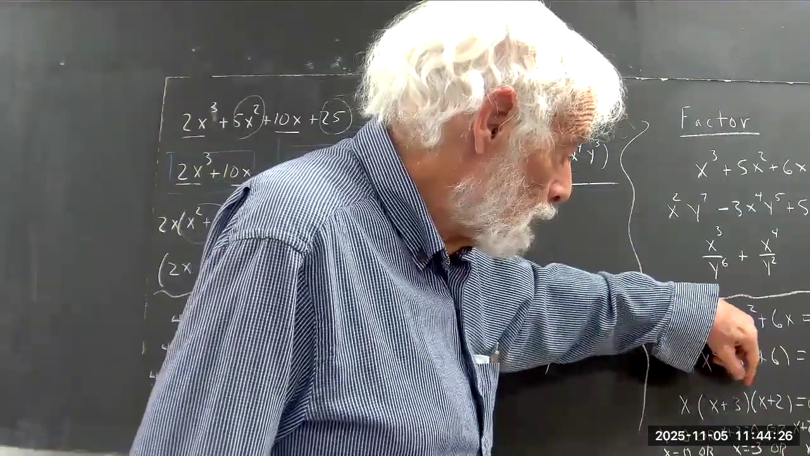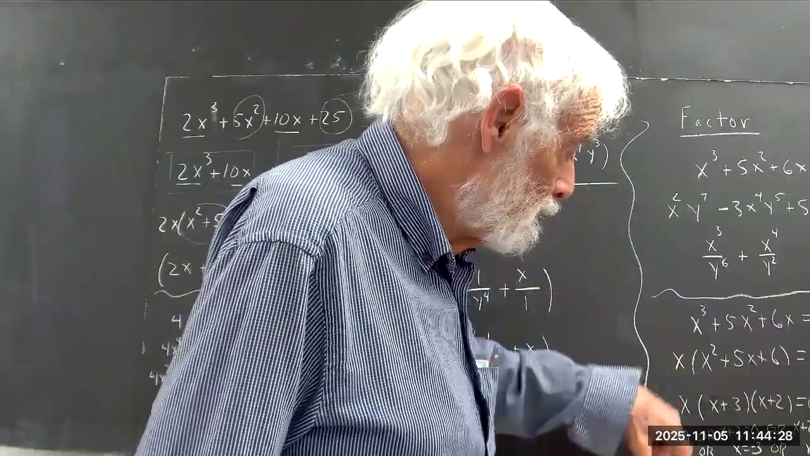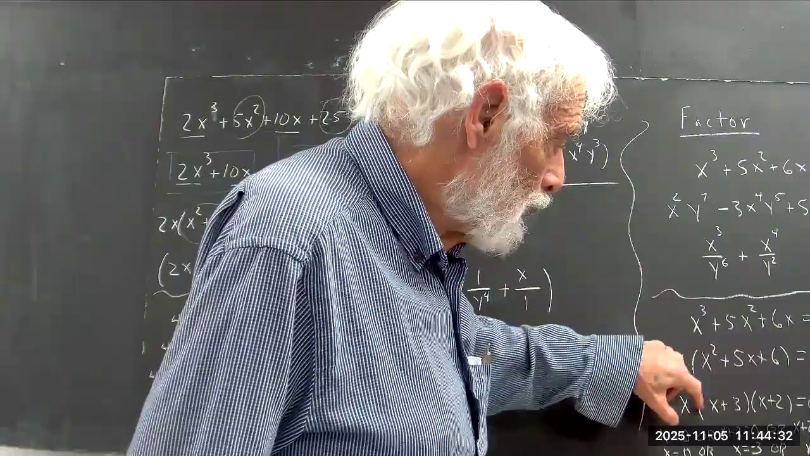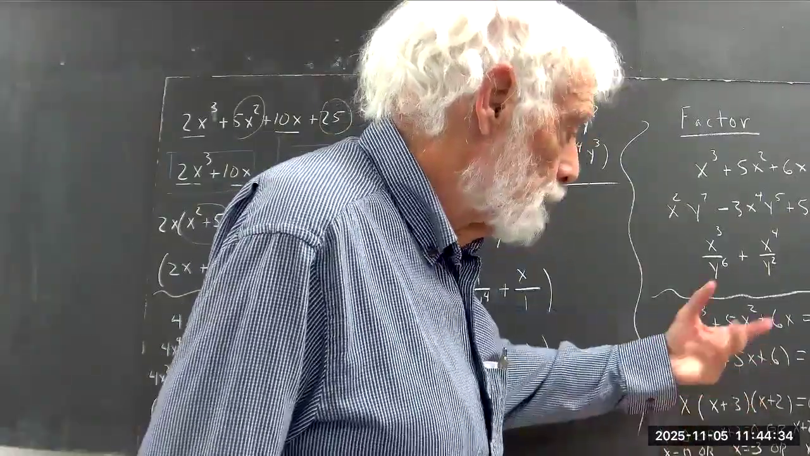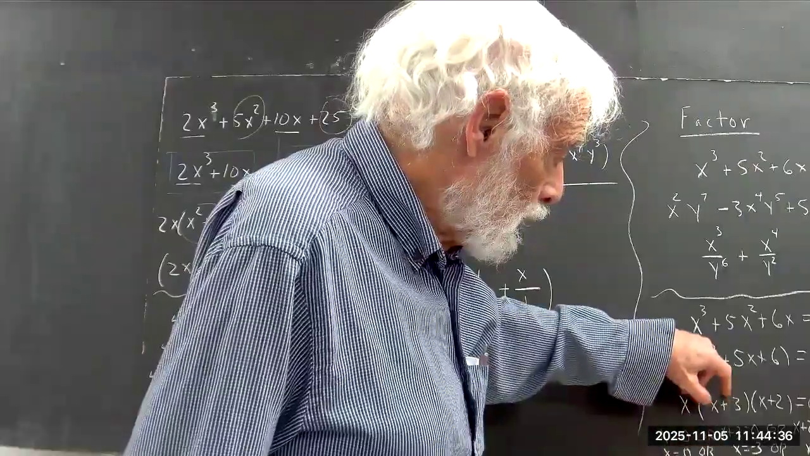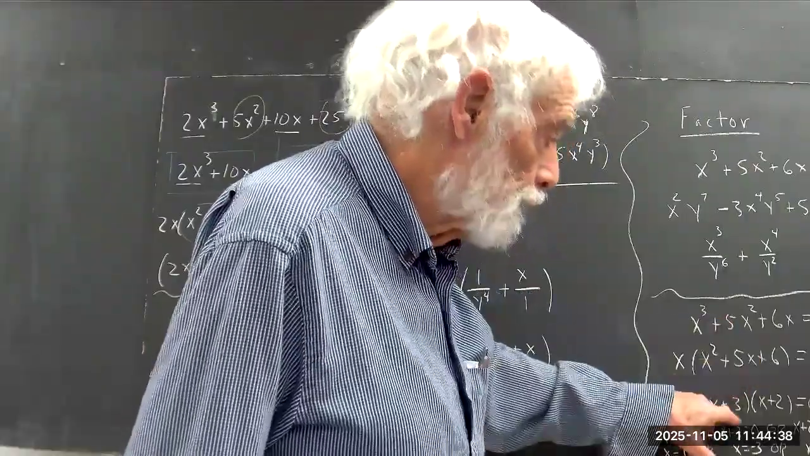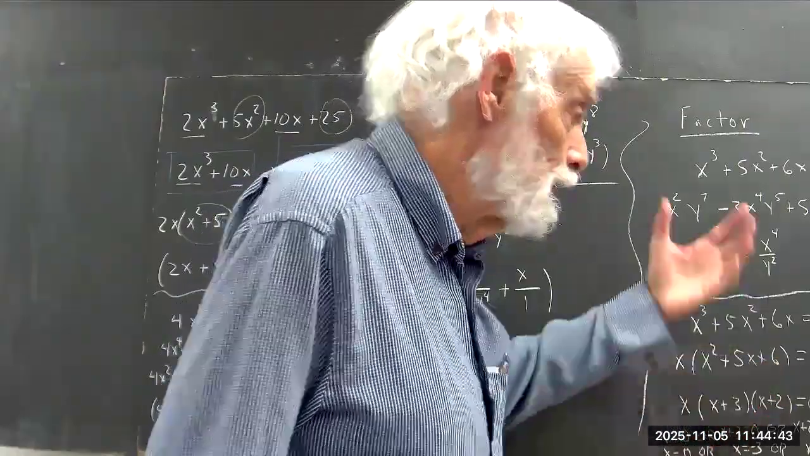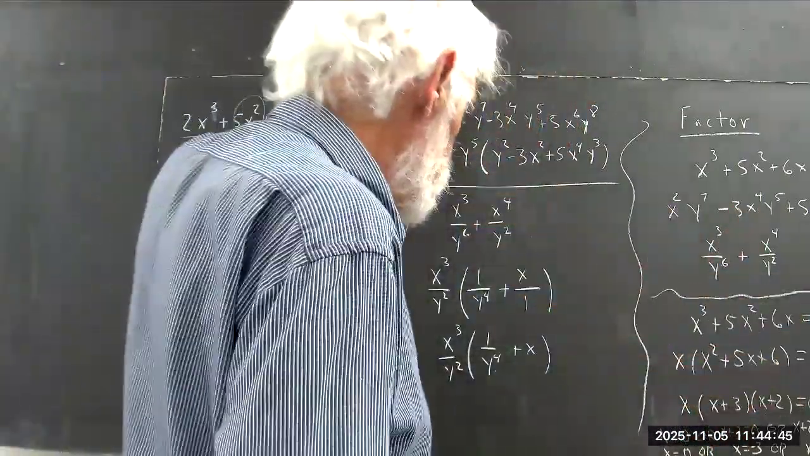you can verify: if I multiply this by this, I get x times x, which gives me the x squared. I get x times 2, which gives me 2x. Then I get 3 times x, which gives me 3x that I can add to the 2x and get 5x. And 3 times 2 is 6. Well, we're going to look at that in a little more systematic way.